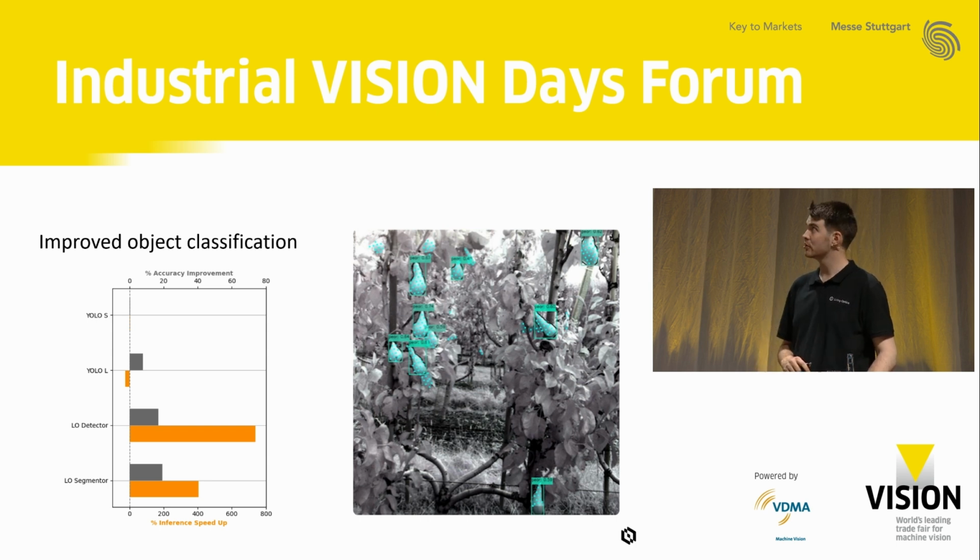Finally, we have another example of using our camera. On the left-hand side, we've benchmarked it against some existing YOLO models. On the top axis, we have the accuracy improvements, the ability to uniquely identify an object and segment it. On the bottom axis, we have our inference speed-up, which is in orange. YOLO S is our benchmark. With YOLO L, we see there's a degradation in how fast it can apply this, with a slight increase in accuracy.